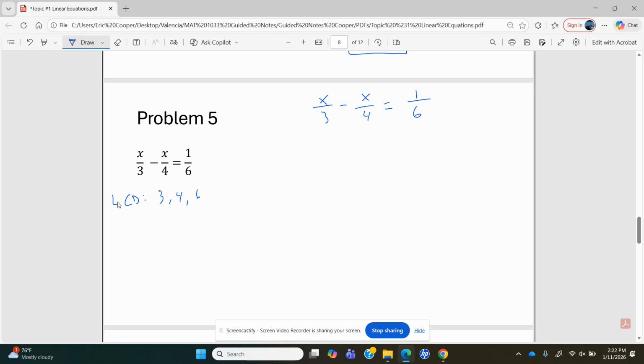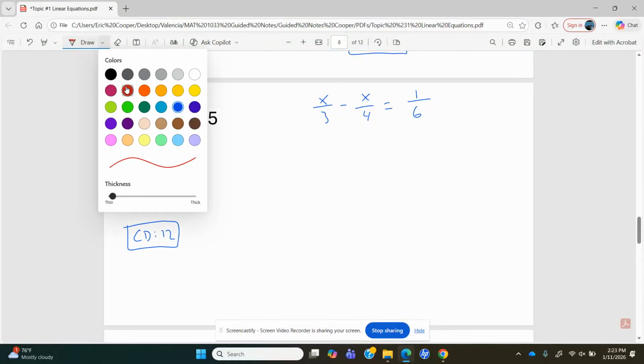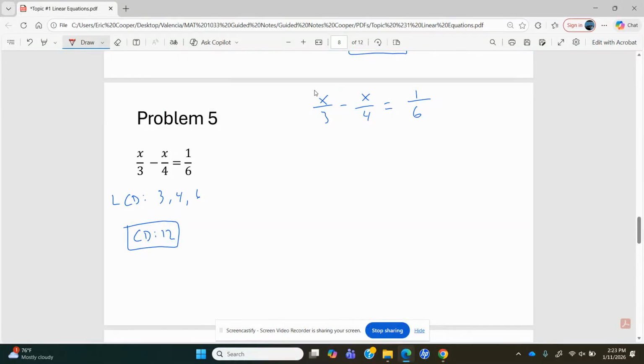Typically, I like to take the biggest number and find its multiples and then see if the other 2 numbers go into it. So for example, with 6, while 3 goes into 6, 4 does not go into 6 evenly. So the next number I will look at is 12. 6 goes into 12 evenly, 4 goes into 12 evenly, and 3 goes into 12 evenly. So in this case, our common denominator is 12. Once we find our common denominator, we're going to use that to help get rid of these fractions.